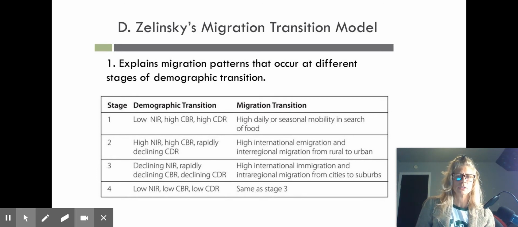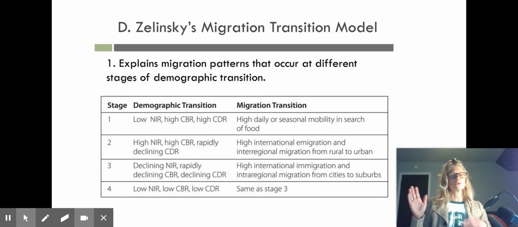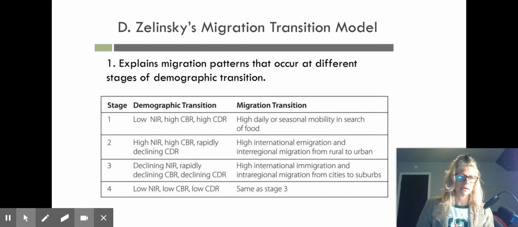Now in stage 2, again, where you see that high crude birth rate, still really high, but you have a declining death rate because of medical revolution. How people are moving in stage 2 is they're moving within the same region. But most people are moving from those rural areas to the urban areas. So from the countrysides to the city.